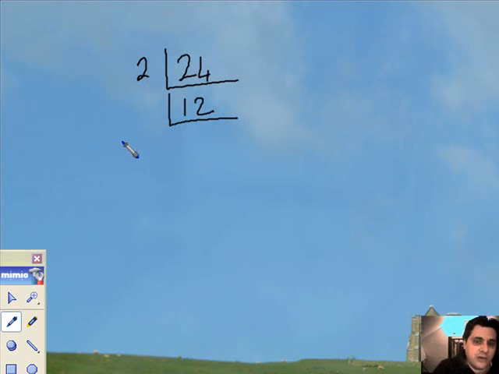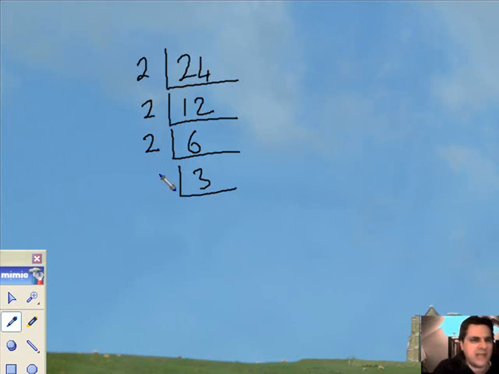Have we finished? No, we have not. Does 2 go into 12? Yes, it does. 2 goes into 12 6 times. Try again. Does 2 go into 6? Yes, it does. It goes 3 times. Does 2 go into 3 exactly? It does not, because 2 is not a factor of 3. What's the next prime number therefore? Well, the next prime number is 3, and 3 goes into itself once.